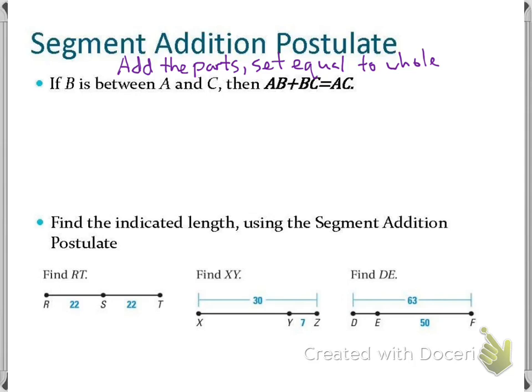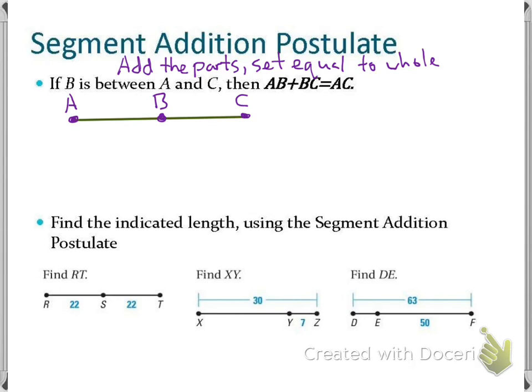I have B is between A and C. So let's draw a line here. And point B is between A and C. There's my picture. Does it say B is in the middle? No. It just pretty much means if you started at A and you traveled along and finished at C, you'd pass through B. It's somewhere between there, somewhere on the line.